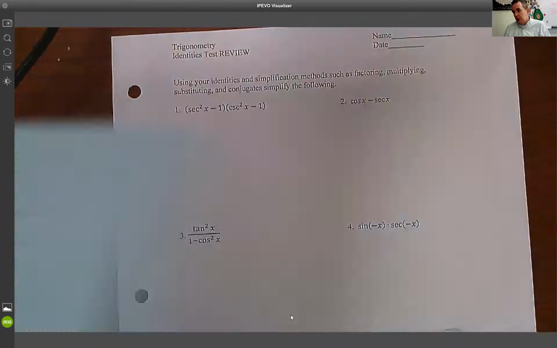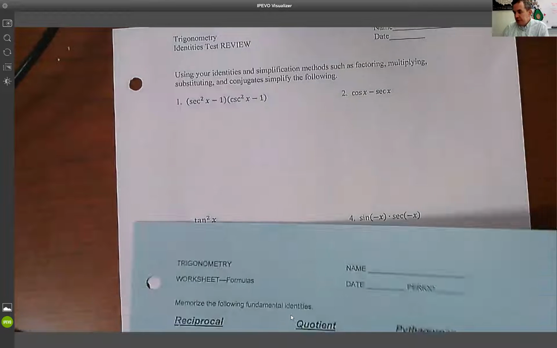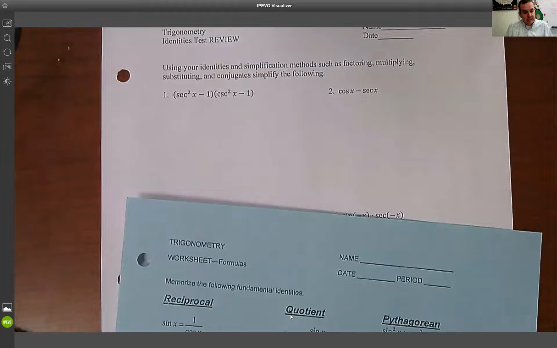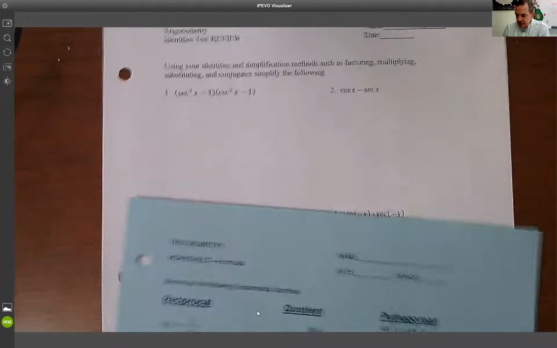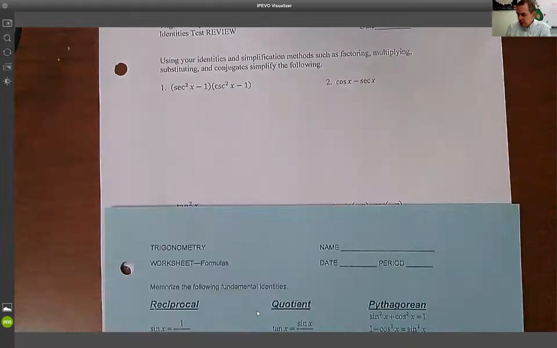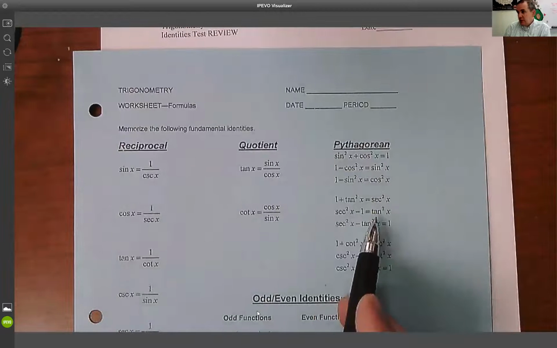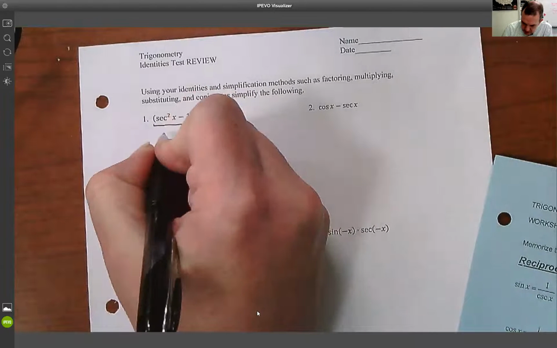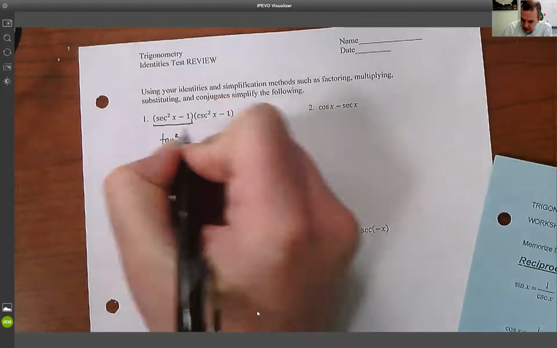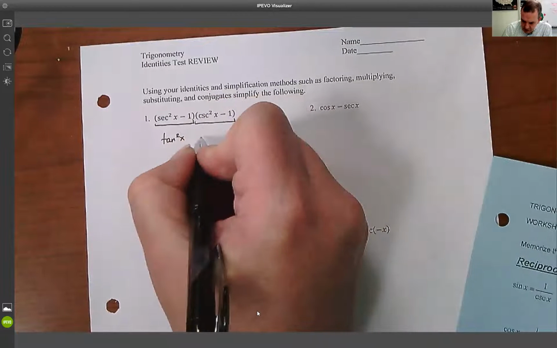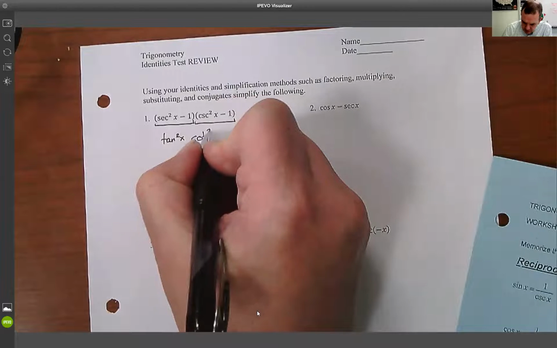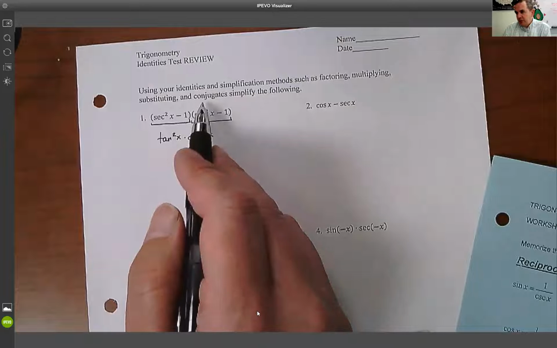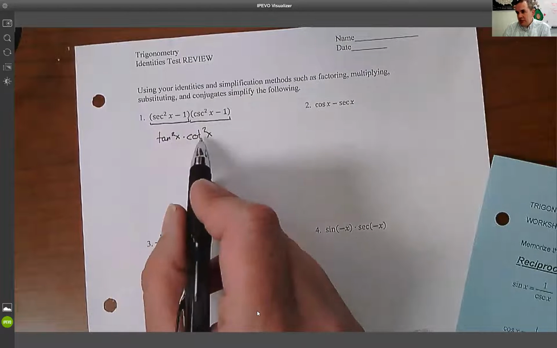So first order of business, what I recommend is you look and see if you can use the Pythagorean to simplify anything first. In this case, secant squared x minus 1 is tangent squared x. So I can rewrite this first piece as tangent squared x. I can rewrite the second piece, cosecant squared x minus 1, as cotangent squared x. So now we've knocked it down from 4 terms, where we'd have to do a FOIL, to 2 terms: tangent squared times cotangent squared.